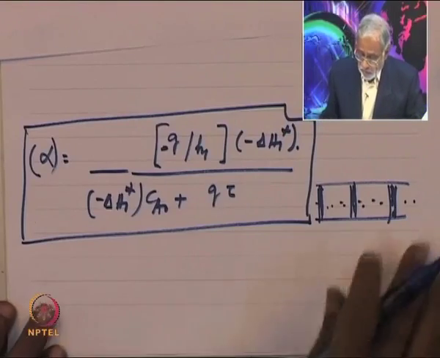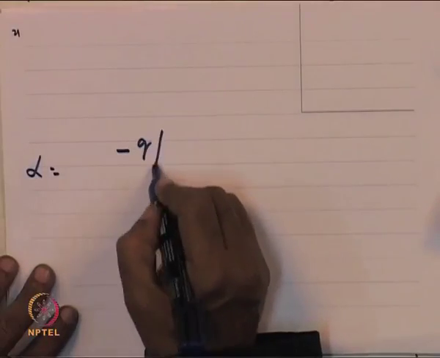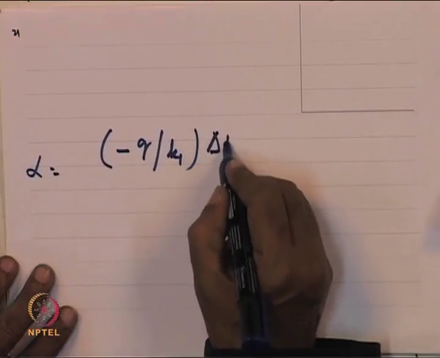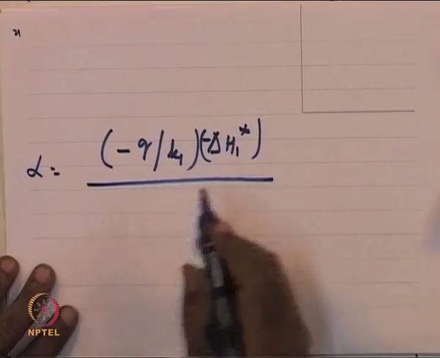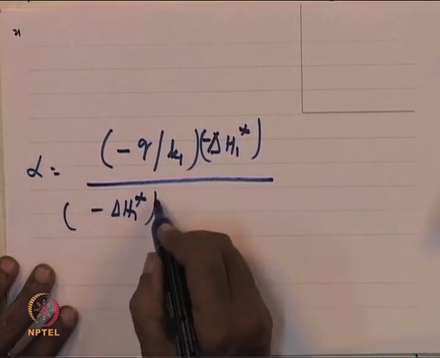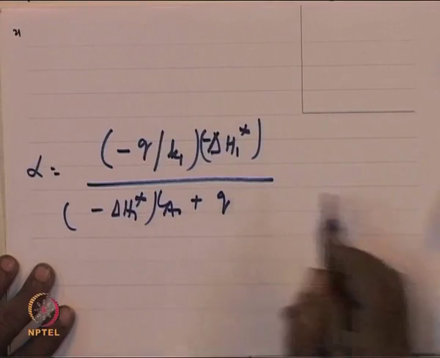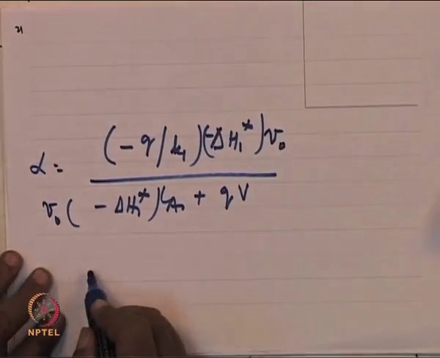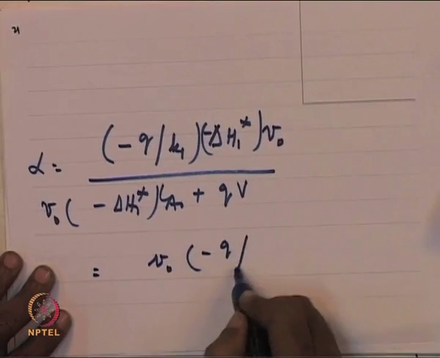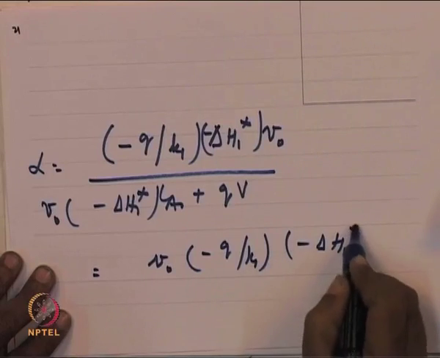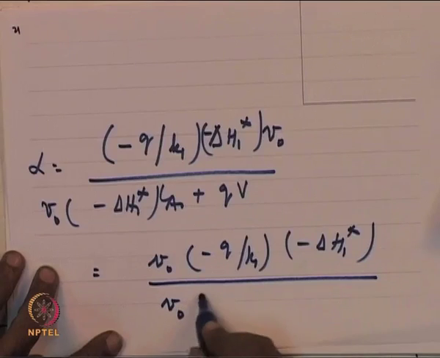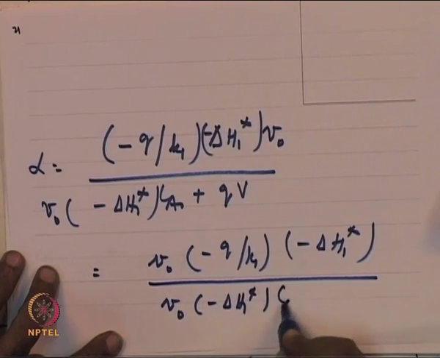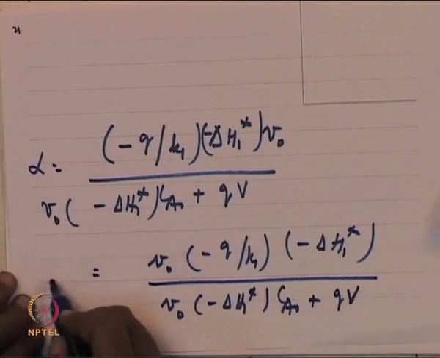Okay. Now, let us put it in another slightly different form so that we can appreciate the usefulness of this equation. Alpha equals minus of Q by K1 minus of delta H1 star, with a minus sign, divided by minus of delta H1 star times CA0 plus Q. We can write tau as Q divided by V0. So, I can put a V0 here and a V0 here. In other words, what we are saying is that V0 times minus of Q by K1 minus of delta H1 star, divided by V0 minus of delta H1 star CA0 plus Q, times V equals alpha.